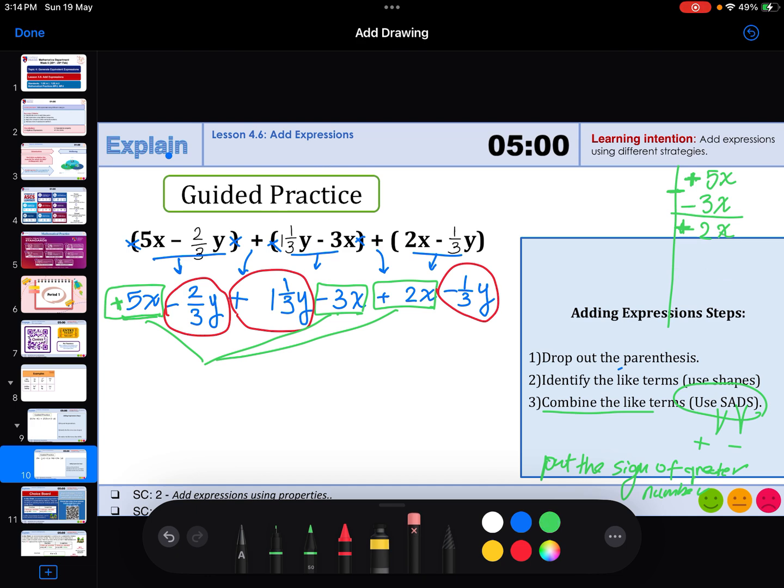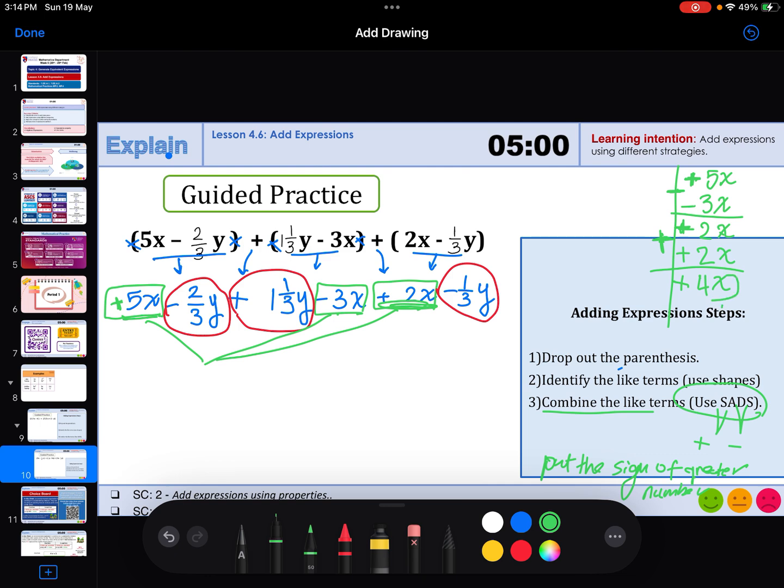Now I have positive 2x and positive 2x. Don't forget that I still have a third term that I need to add. It's a positive 2x, okay? Let's add them. Both of them are same signs, and then I need to add them. 2 plus 2 is 4. Of course, I'm gonna put a positive sign, x. Why did I put a positive sign? Because both of them are positive, okay?